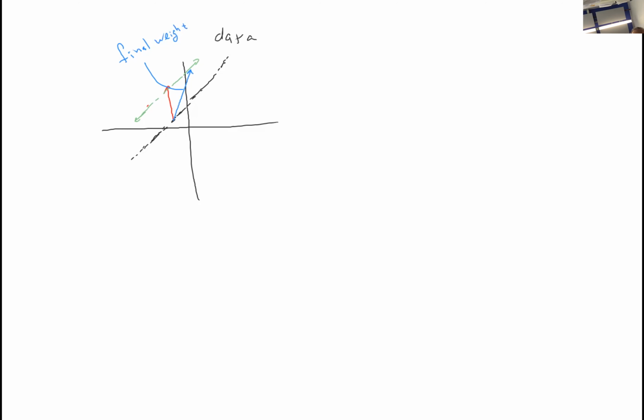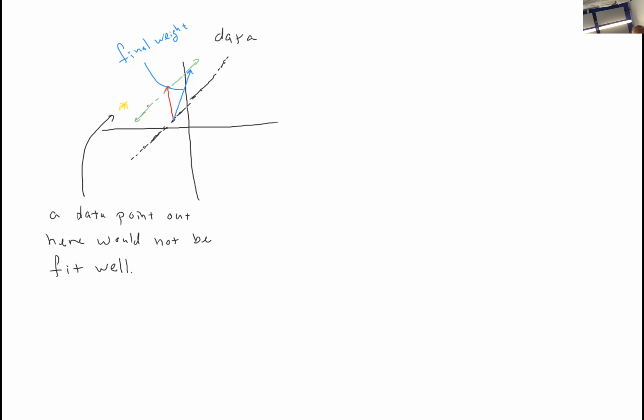So if we happen to get a data point out here, yellow's a bad color, but a data point out here, out here, it's not fit well. Okay. And that makes sense because we don't have any training examples for the weights perpendicular to our manifold.